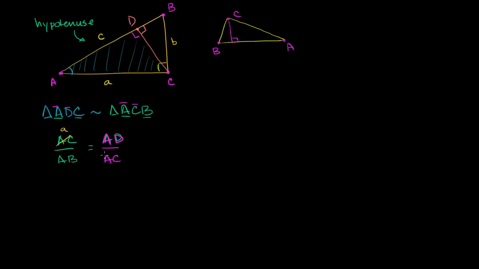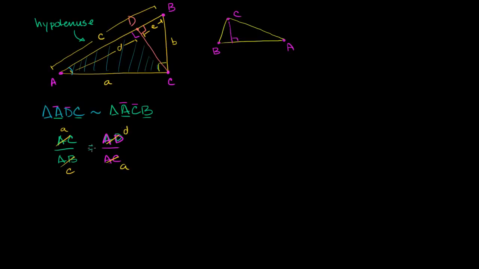AC is lowercase a. We don't have any label for AD, but we do have a label for AB. That is c right over here. We don't have a label for AD, so let's just call that lowercase d. So lowercase d applies to that part right over there. c applies to that entire part right over there. And then we'll call DB, let's call that length e. That'll just make things a little bit simpler for us.